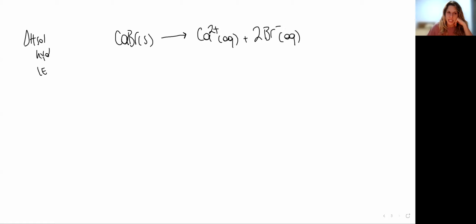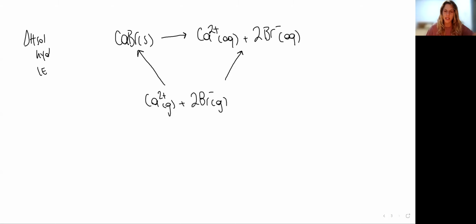Enthalpy change of hydration is the enthalpy change when 1 mole of gaseous ion forms aqueous ions, or is dissolved to form a dilute solution. So the gaseous ions, keep in mind, form the aqueous ions. I'm going to write it as another equation connecting with this main one: Ca2+ gas and then 2 Br minus gas. And then lattice enthalpy change is when 1 mole of ionic lattice is formed. So this is our product of the lattice enthalpy from its gaseous ions.